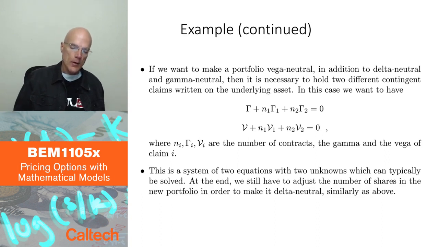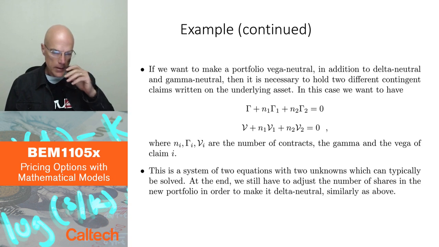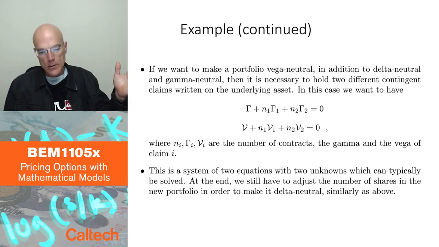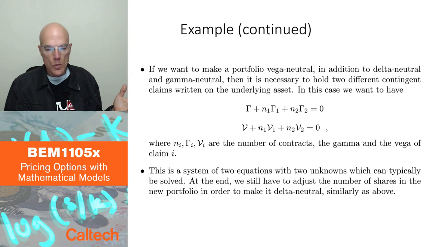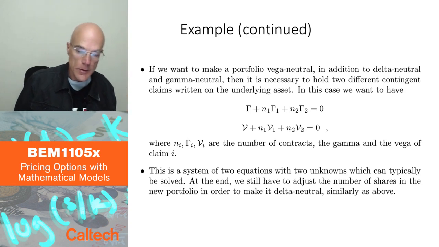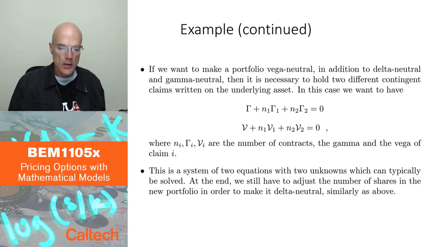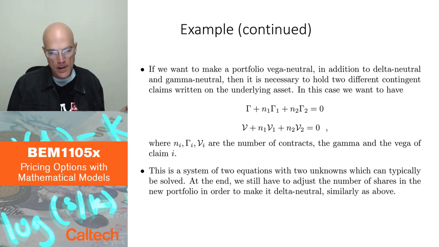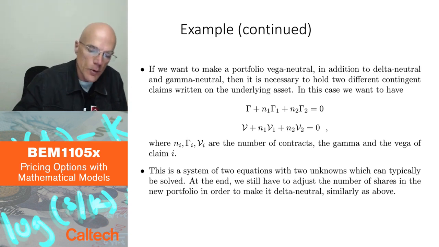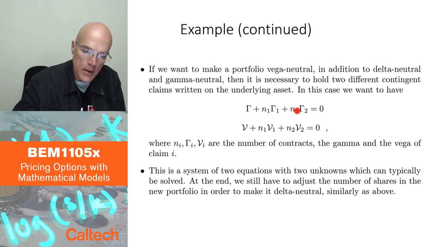If you're worried also about other sensitivities, here's another example. Suppose you also want your vega to be 0. Well, if you want both your gamma and your vega to be 0, you have to trade in two different options or derivatives which have non-zero vega and gamma. Okay, so you want the overall gamma to be 0, original gamma of your portfolio plus you buy or sell n1 options of type 1 with gamma equal to gamma 1, and buy or sell n2 options of type 2 with gamma equal to gamma 2.